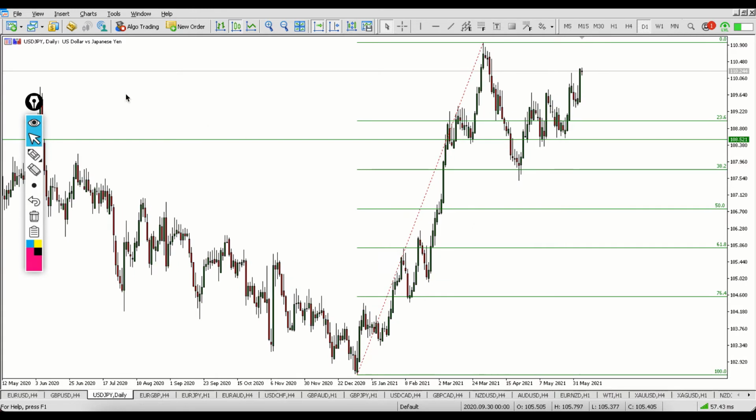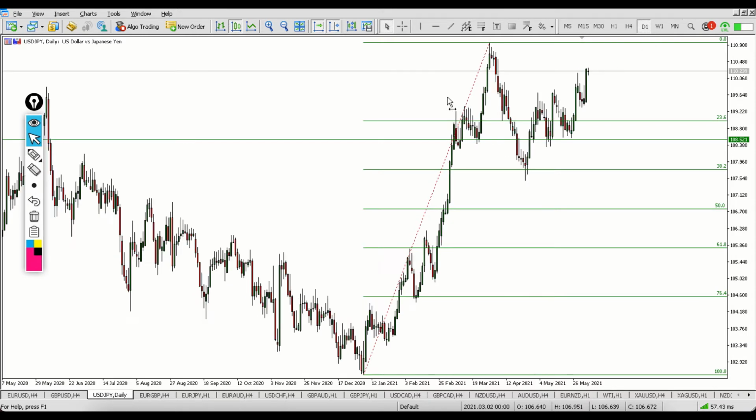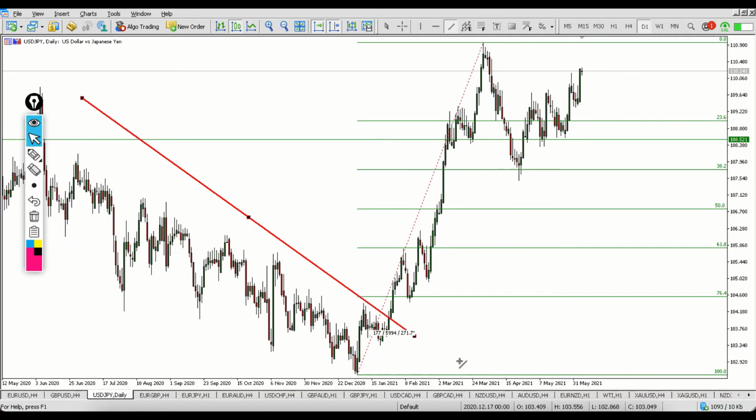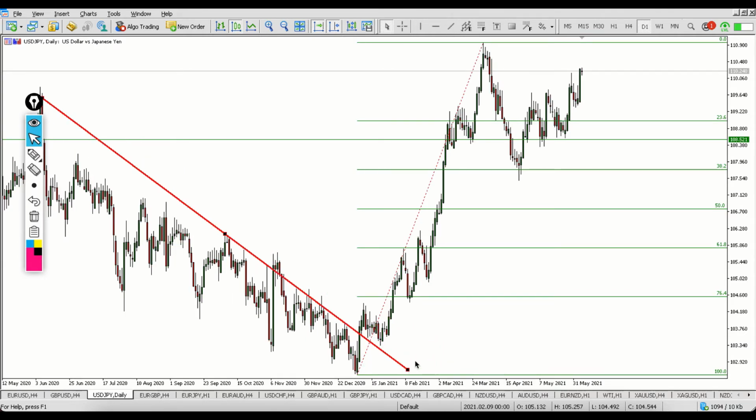Okay, so let's begin now. We are currently looking at the dollar yen, like I said, on the daily chart. And what we have here is this downtrend which lasted for quite some time. Price then broke above previous high right here, breaking outside of this descending trend line as well, and so we were expecting an upside continuation.